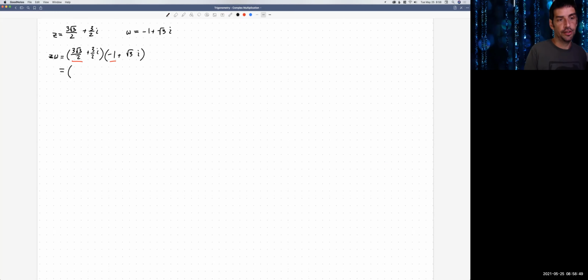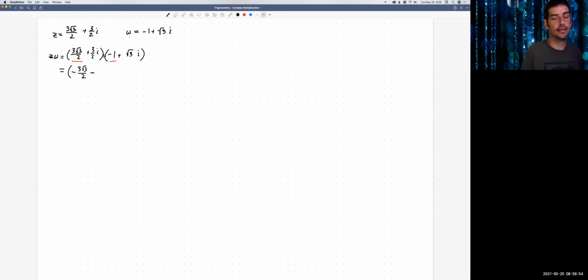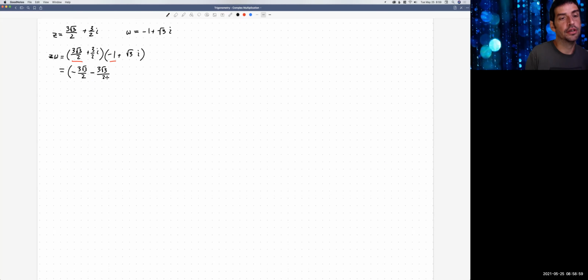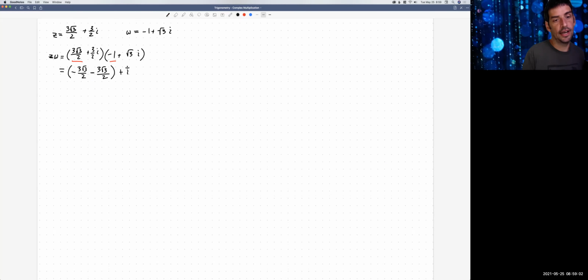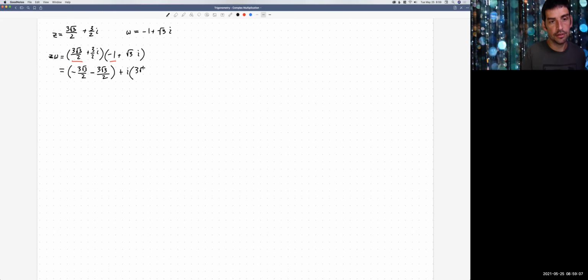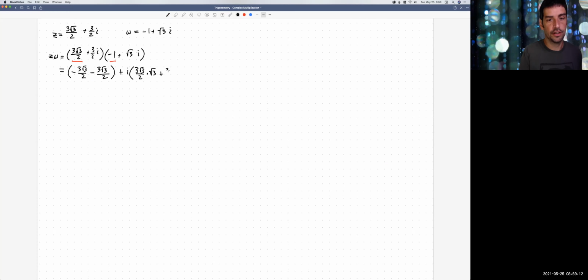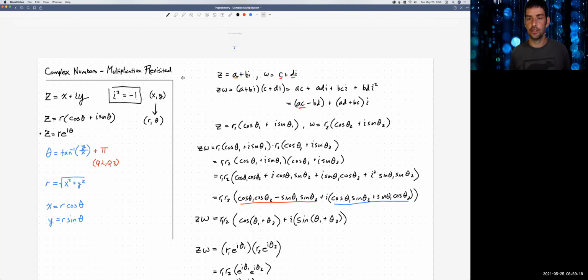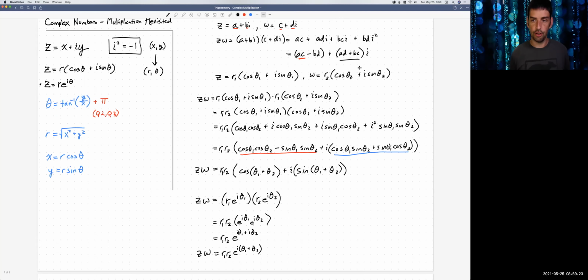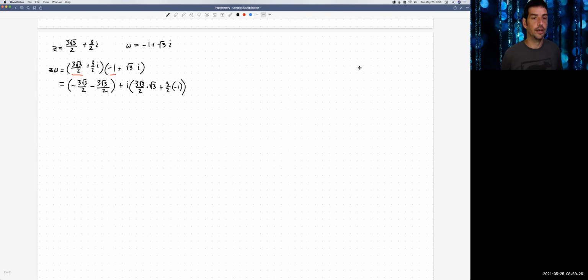So I'm going to get -3 root 3 over 2, and then we'll get minus 3/2 times root 3. So -3 root 3 over 2 plus i times the sum of the products of the cross terms. So we're going to have 3 root 3 over 2 times root 3 plus 3/2 times -1, right? So that's just this portion, okay? So let's make sure I did that right.